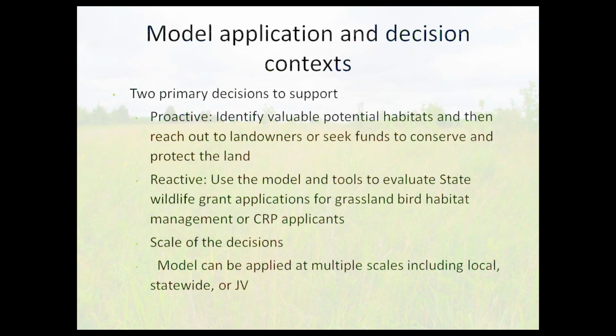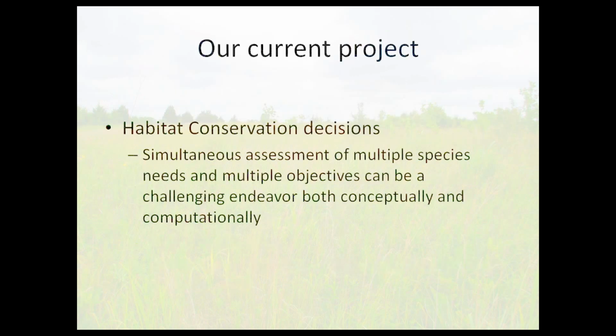Second would be a reactive approach, where the model could be used to evaluate things like state wildlife grant applications or CRP applications to identify which of the proposed sites from an RFP would have the best value for grassland birds, and then award those sites the funding. So that was largely the context of the work that was done prior to this GCPO-funded effort.